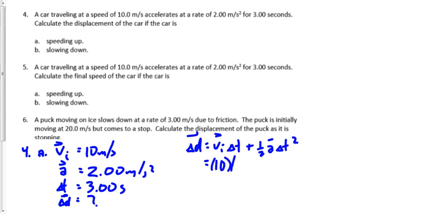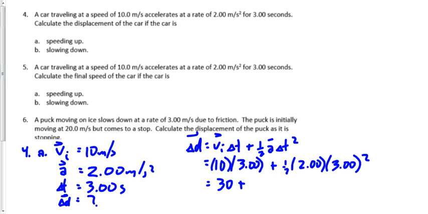Now let's say 10 times the time of 3.00 plus 1/2 of A, which is 2.00, times T squared, which is 3.00 squared. 10 times 3 is 30. 3 squared is 9, times 2 is 18, times 1/2 is 9. It's going to give me 39.0. 39.0 meters. All right, how many people got that? Good, good. It should be 3 digits, by the way. If you look up here, this is 3 digits, this is 3 digits, this is 3 digits. Final answer should be 3 digits.